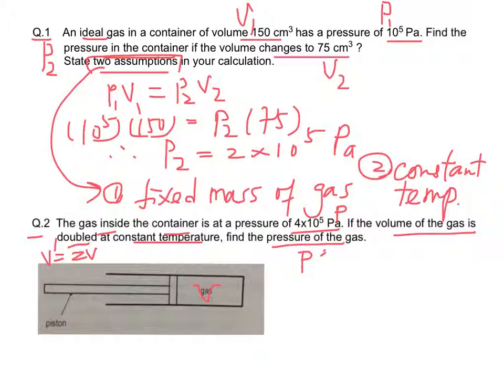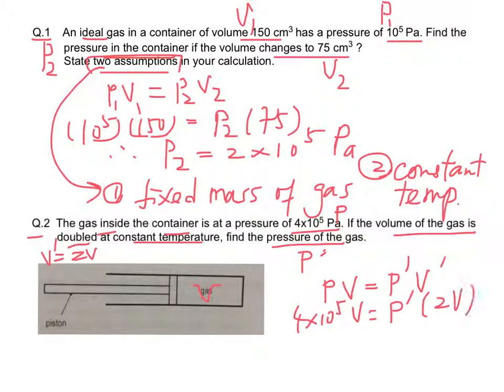Again, by Boyle's law, we have PV equal to P'V'. That means 4 times 10^5 times V equals P' times 2V. That means the new pressure becomes 2 times 10^5 Pa.